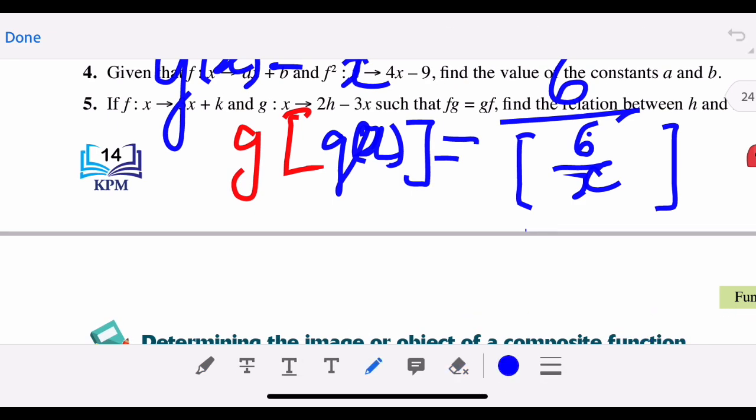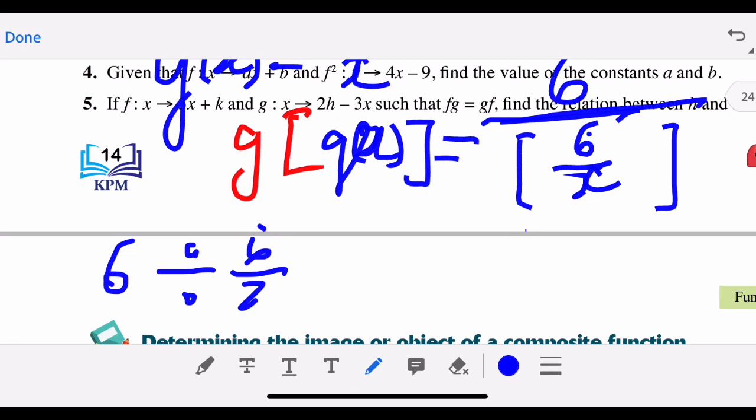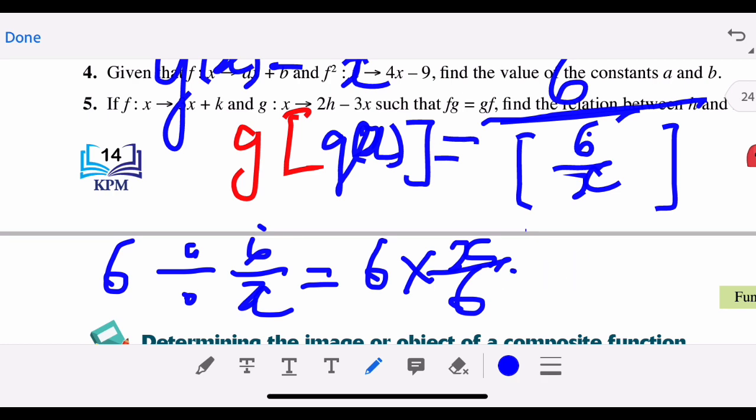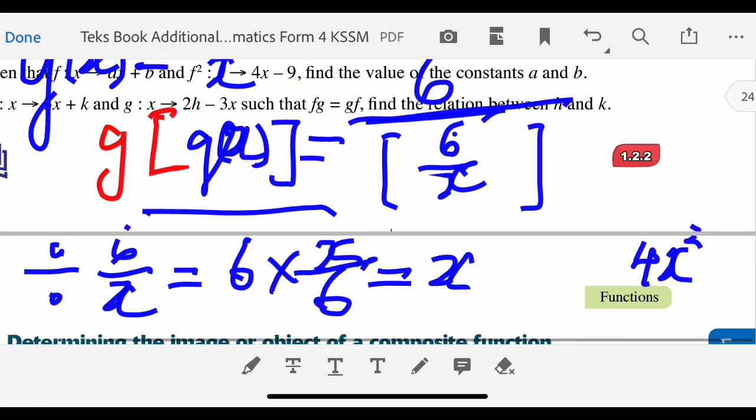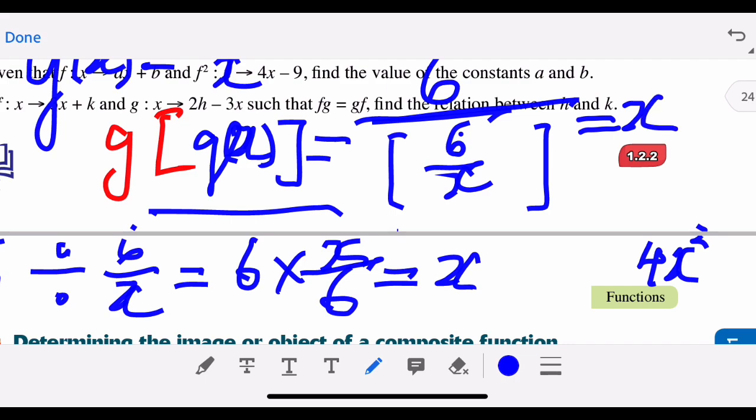So if you are confused by this one, you convert to division. It's 6 divided by 6 over x. So it means it's 6 times x, you have to invert, so you get x, right? So that means g2 will give you the answer just x. Alright, so this is g2x.